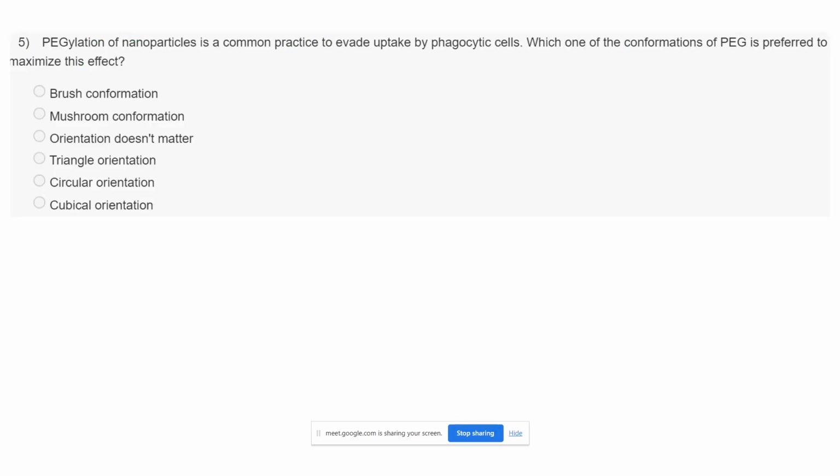The next question was, pegylation of nanoparticle is a common practice to evade uptake by phagocytic cells. Which one of the conformations of PEG is preferred to maximize this effect? Brush, mushroom, orientation doesn't matter, triangular orientation, circular or cubical orientation. So the correct option would be brush conformation.